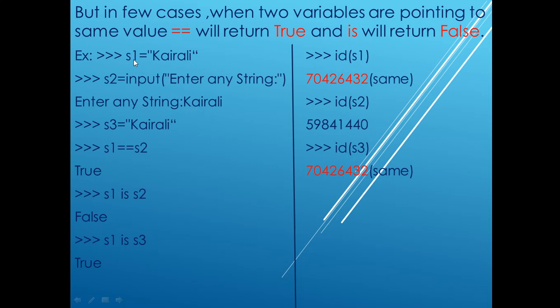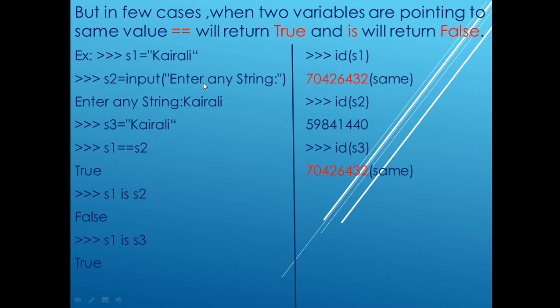I have explicitly assigned the value Kerali in both the variables S1 and S3. But in the case of S2, I am taking the input of S2 with the help of the input function.